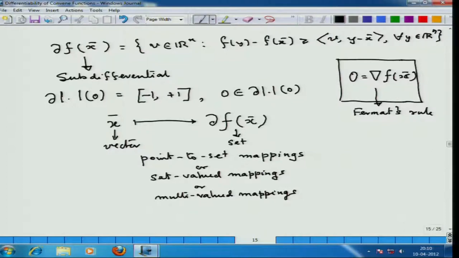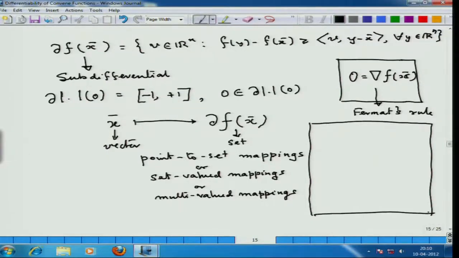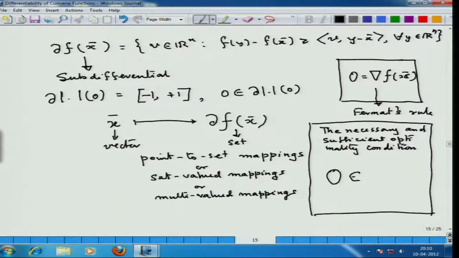So, you now see the optimality condition changes. The necessary and sufficient optimality condition is the following. It now changes from an equation to an inclusion, to what would be called a differential inclusion. So, x bar is a minimum of a convex function if and only if 0 belongs to this.